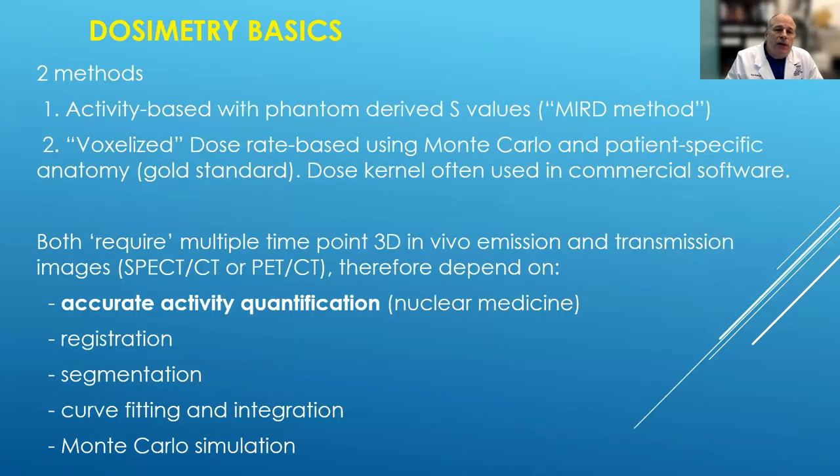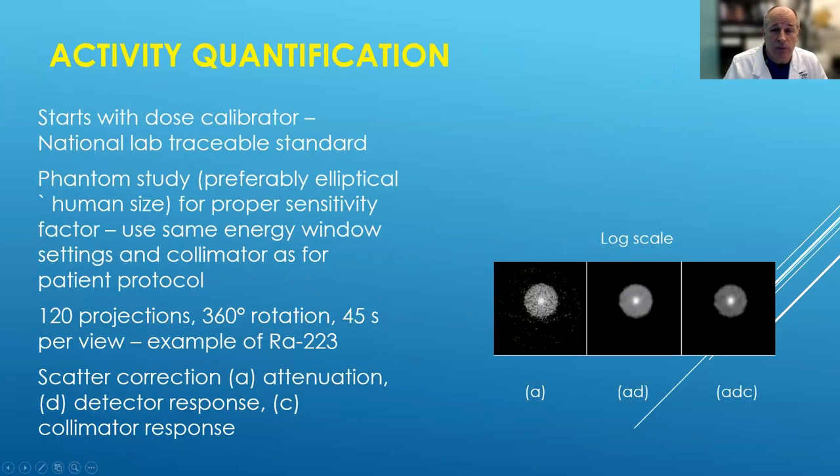Okay. All right, so there are two methods. One is the MIRD method using activity-based phantom. The second is the voxelized method. But there a lot of differences are accentuated, but really they all need multiple time point, three-dimensional, so SPECT or PET, emission and transmission imaging, and therefore they depend on accurate activity quantification, registration, segmentation, curve fitting and integration, and Monte Carlo simulation. So they're all based on the same principles.